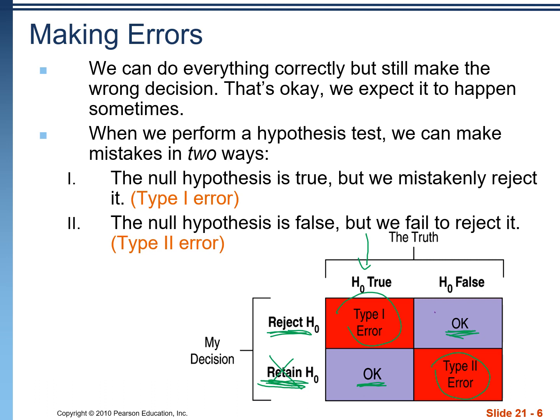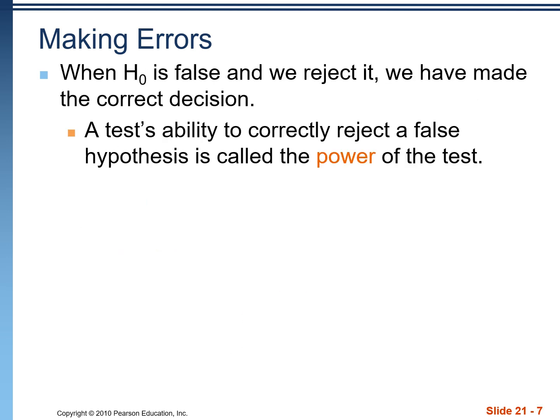This situation right here is a particular situation, which leads us into the next slide. This is where the null hypothesis is false, and we have rejected it. The ability of a test to correctly reject a false null hypothesis is referred to as the power of the test. Now, there's probabilities that go with each of these error types and the power.